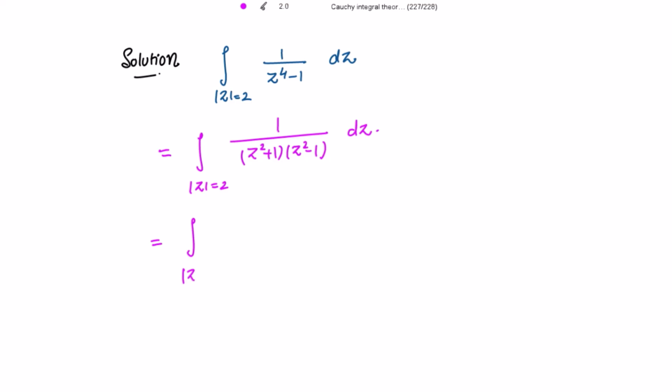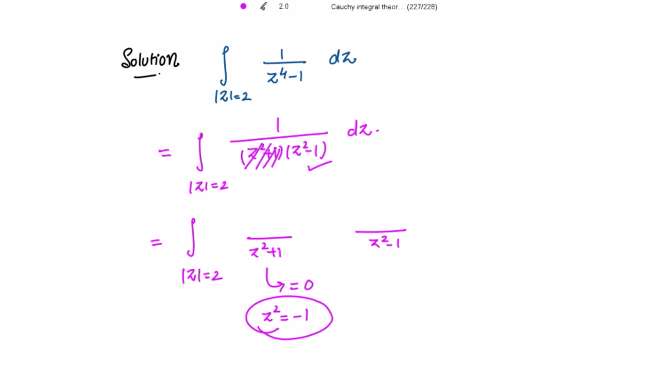Making its partial fractions. How to do that? Just write here z square plus 1 and here z square minus 1. When I consider this, hide this from the denominator, we get z square equal to negative 1. Now put this value of z square equal to negative 1 over here. What do I get? 1 divided by minus 2. Right? Similarly the other one.